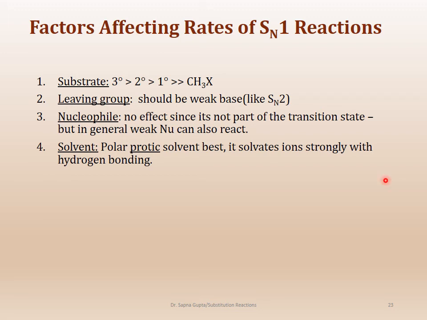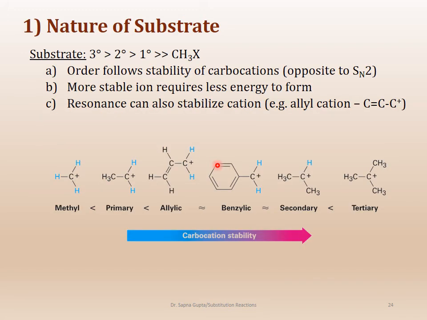What are the factors that affect the SN1 reaction? If you look here, the factors are the same as for the SN2 reaction, so this one will go a little faster. We still have the substrate, the leaving group, the nucleophile, and the solvent that affect SN1 reactions. First, the nature of the substrate. In this case, since the intermediate being formed is a carbocation, the carbocation has to be stable. If it is not stable, it's not going to exist.